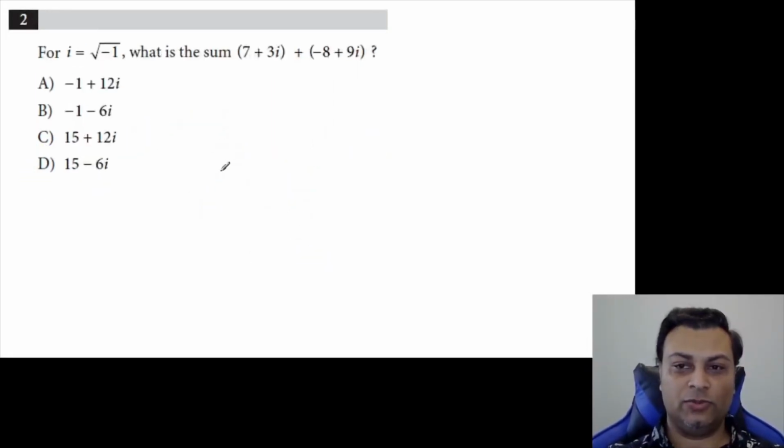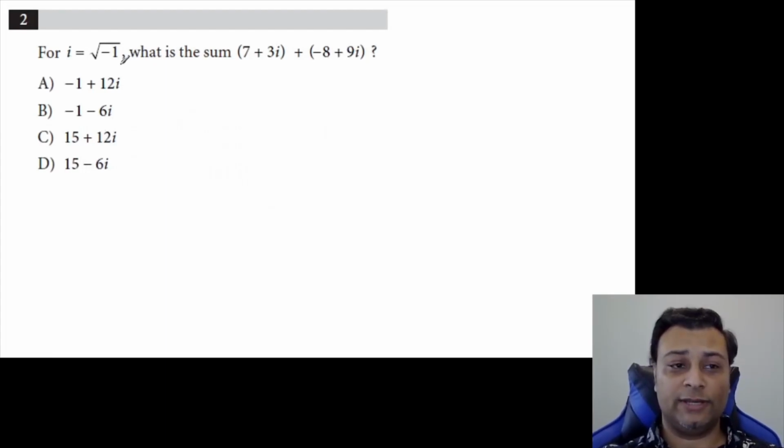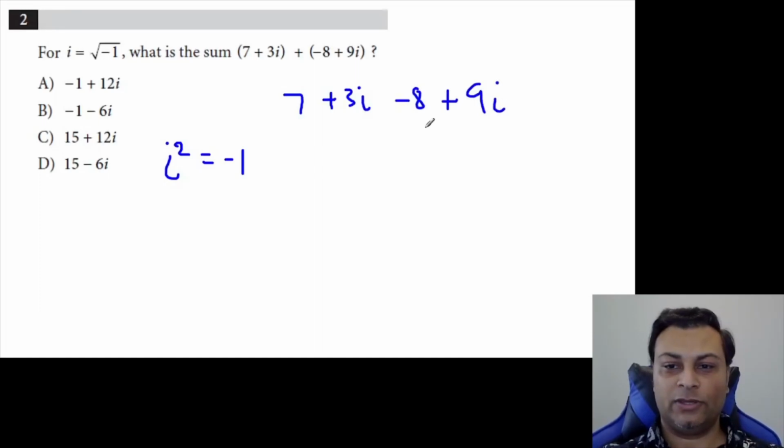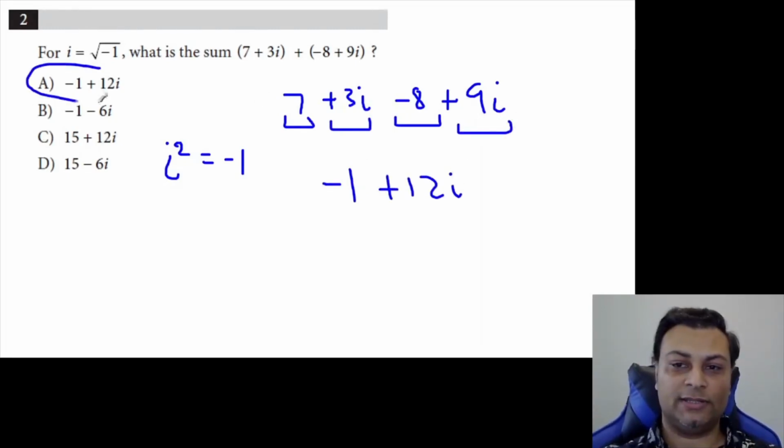Moving on to number 2, for i equals the square root of negative 1. It turns out you don't really need to know that unless you saw an i squared. Some problems you might see an i squared, and that will be negative 1. But we don't see it here, so for here you just expand, and you get 7 plus 3i minus 8 plus 9i. You combine like terms, 7 and negative 8 combine to negative 1. And these give you the 12i, so negative 1 plus 12i is the answer.